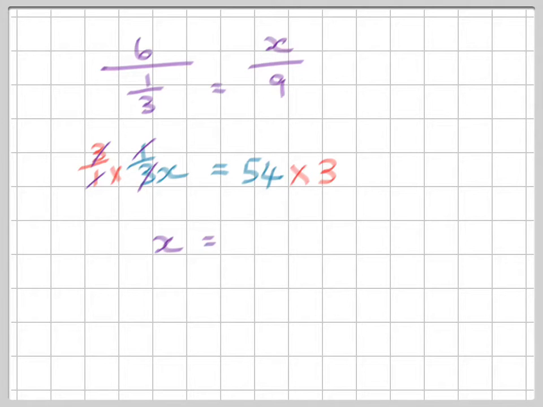and let me just do this mentally. So 54 times 3 is 162. So the answer is 162.